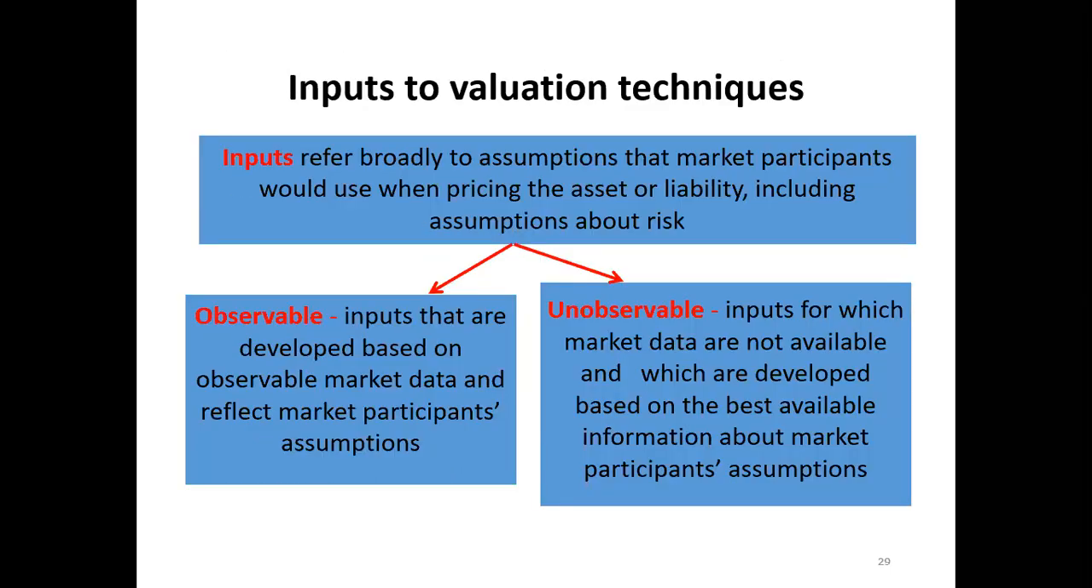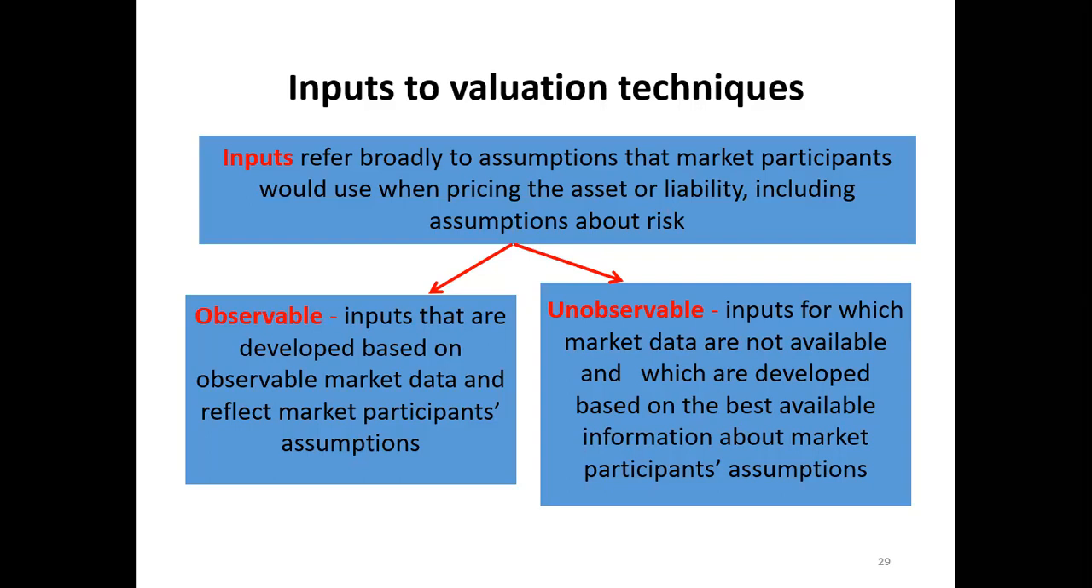Good. The inputs, this is what I was talking about last time. These are basically the inputs to the valuation techniques. Under each of these valuation techniques, we are using certain assumptions that market participants would use when pricing the asset. And these inputs can be divided into two. We call them observable inputs and unobservable inputs. Observable inputs are the inputs that are developed based on observable market data and reflect market participants' assumptions. Putting it simply, observable inputs are the inputs you can observe in the market.